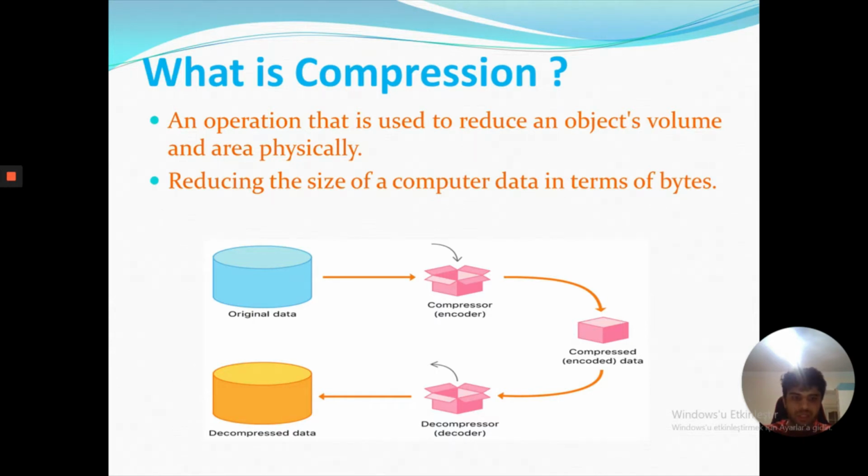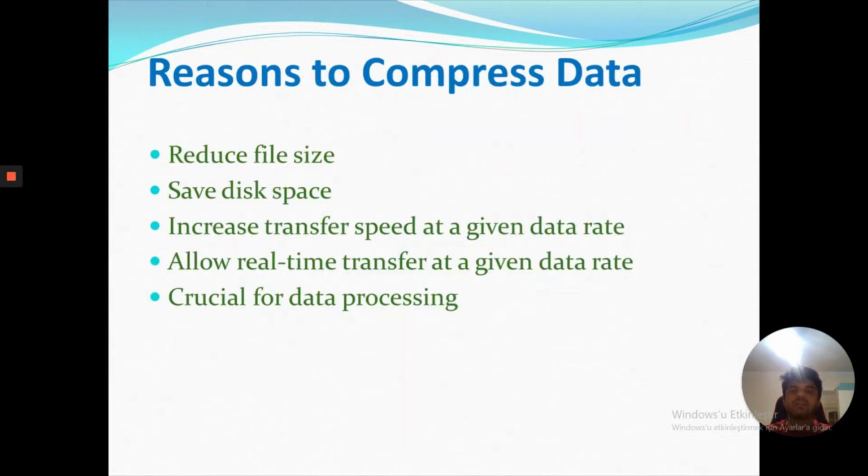Compression is an operation that is used to decrease the volume of an object physically. Compression in computer data also has a similar goal. However, for computers, the aim of compression is reducing the size of data in terms of bytes. What's more, we are in the data era, so compression is widely used in data processing and storing.